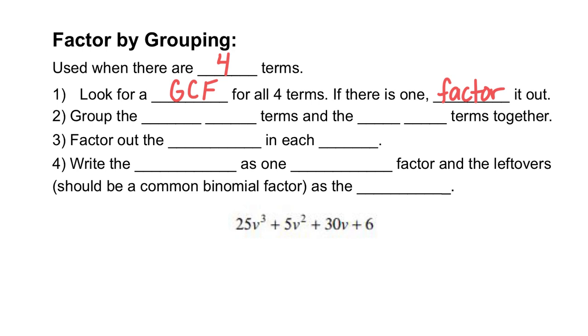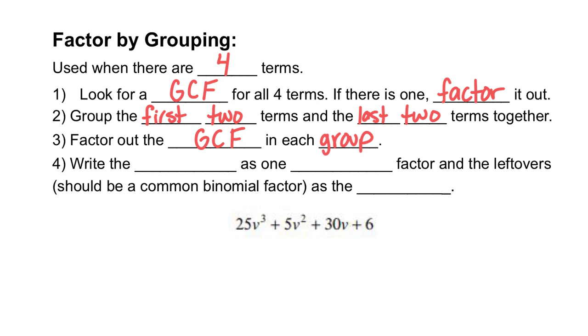So when there's not a GCF in the whole thing, well, then we're going to create smaller groups so we can find GCFs in the small groups. So we start by grouping the first 2 terms together and the last 2 terms together. And then factoring out the GCF in each of those groups. So again, let's look at what that actually means as we work through this problem.